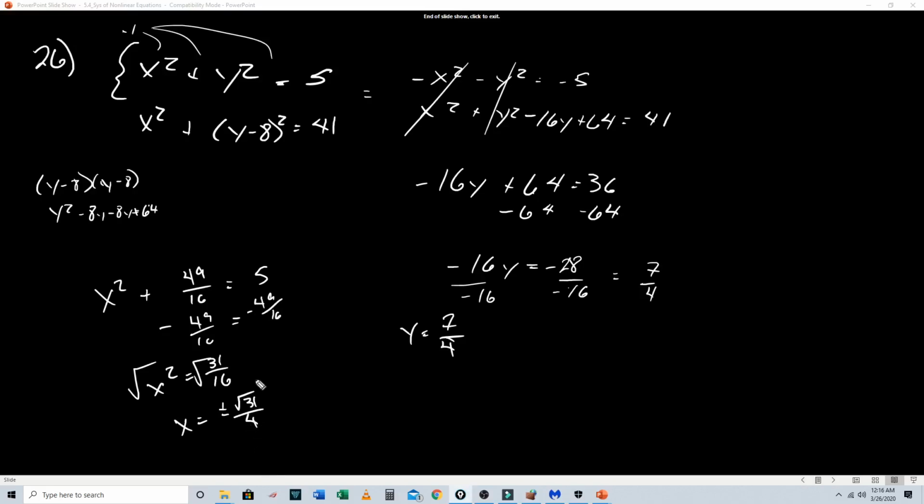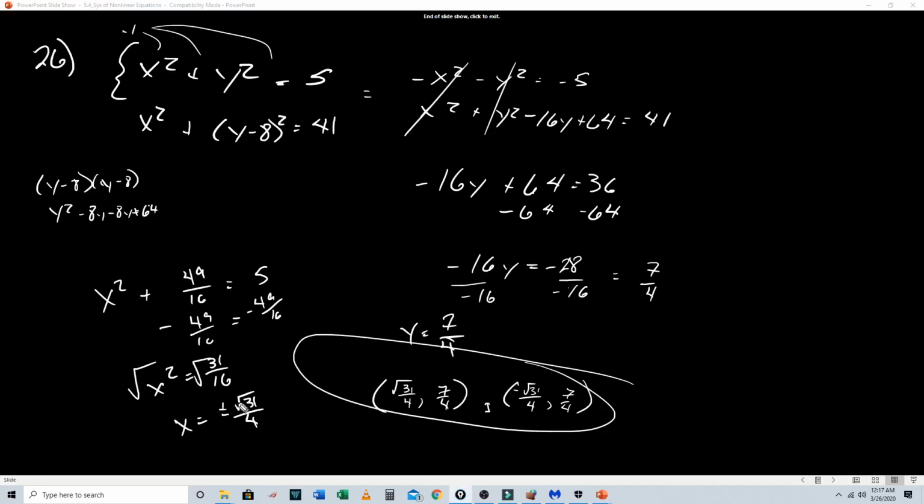Well, that's just gross. So 2 answers. All right, so it is square root of 31 over 4 and 7 over 4, and negative square root of 31 over 4 and 7 over 4. Again, you're doing the odd question, so you at least can check your answer. I'm doing the even question, so I'm just going to assume I'm right.